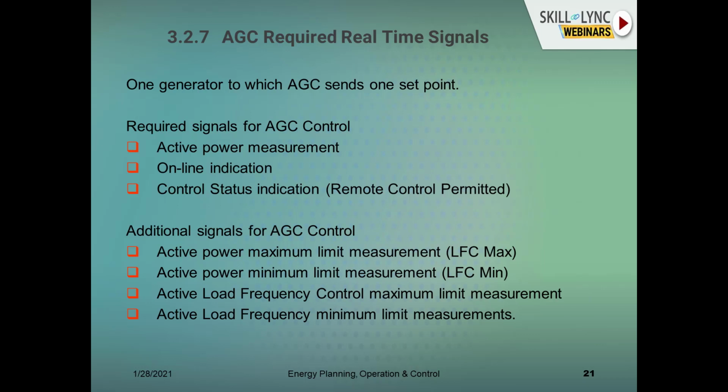In this case, AGC cannot control that generator, and the operator has to use the telephone to call them and ask them, can you please go up, go down manually? And you know how difficult this is going to be. So AGC mainly requires these types of measurements, as well as an additional signal for AGC control, which is needed for each generator.